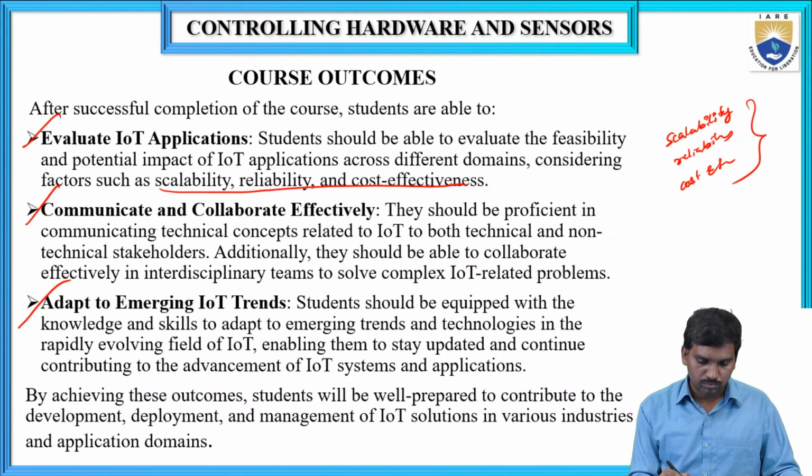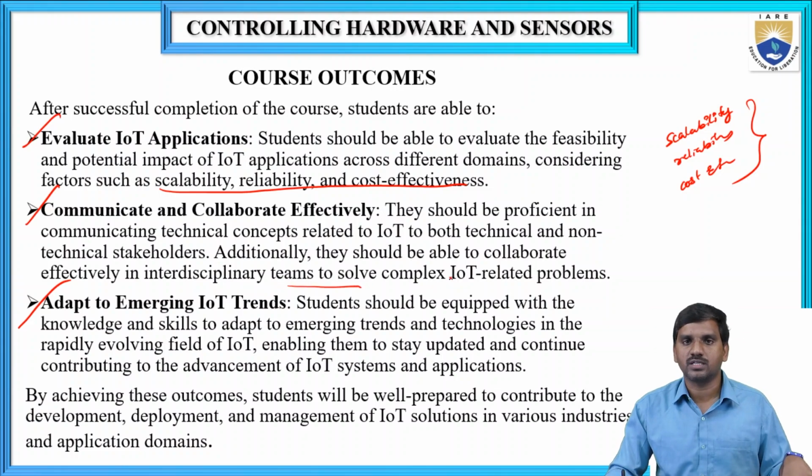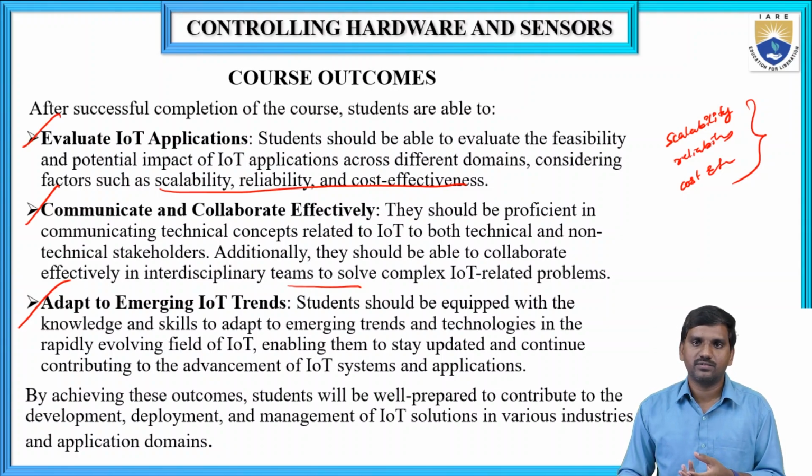They should be able to collaborate effectively in interdisciplinary teams to solve complex IoT related problems. We can communicate with other interdisciplinary departments also, and solve some complex problems. That comes under communicate and collaborate effectively. The last one is adapt to emerging IoT trends. Nowadays we are using common IoT devices, but we don't know that they are IoT devices, or what function is going on inside the device. That is adapting to emerging IoT trends.